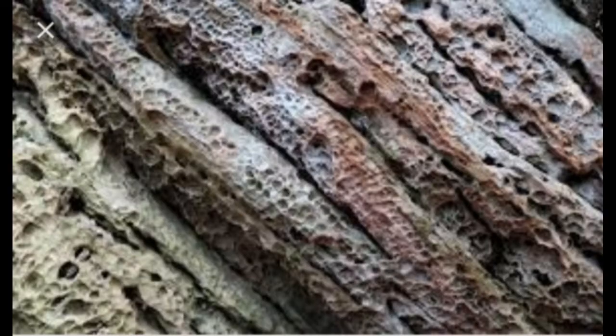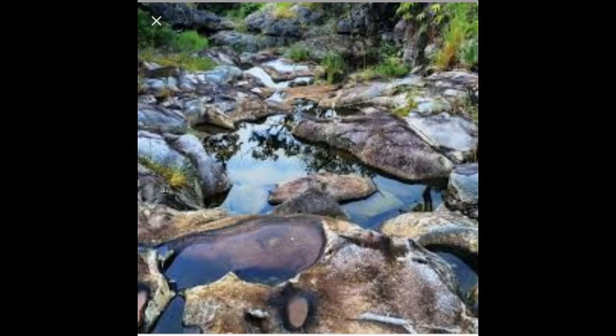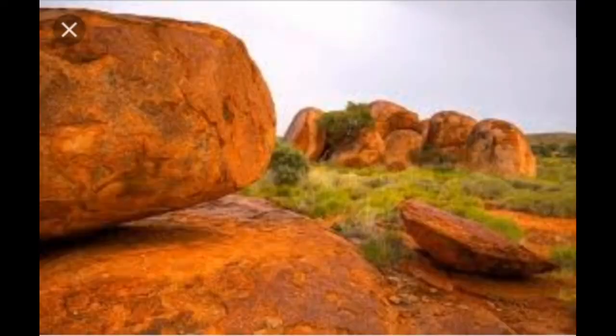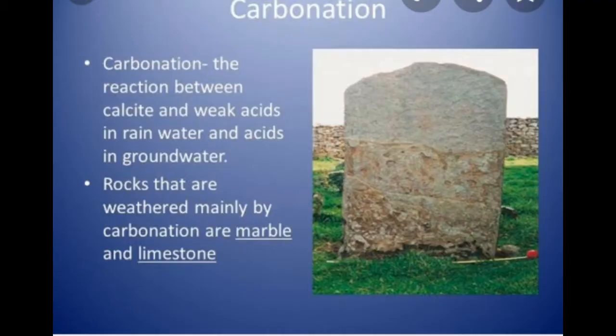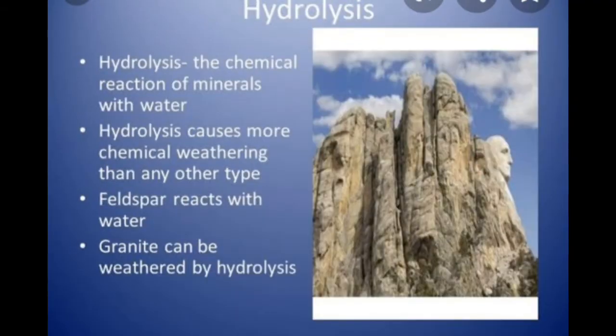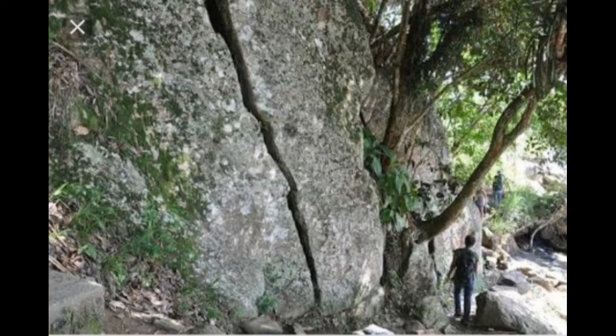Chemical weathering occurs when the minerals present in the rock react chemically with water or gases in the atmosphere, leading to the disintegration of the rocks. Unlike rocks that have weathered mechanically, these rocks have a different chemical composition from that of the parent rock. Chemical weathering is one of the most important processes that lead to soil formation. There are four types of chemical weathering: oxidation, carbonation, hydrolysis, and hydration.